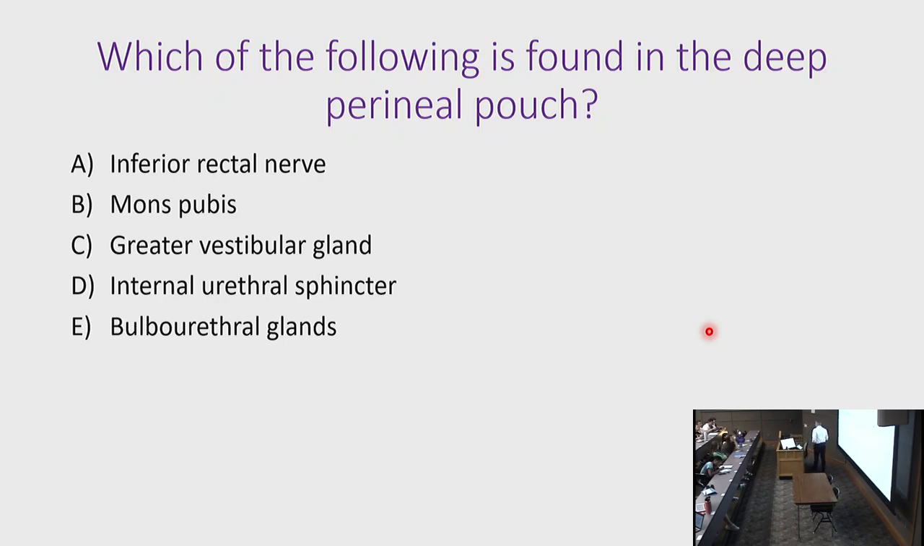So, is the inferior rectal nerve found in the superficial perineal pouch? No, we just talked about that. It's found in the anal triangle, so that's posteriorly. The mons pubis, is that in the deep pouch? Nope, we'll talk about the mons pubis in just a second as well. Greater vestibular gland? Nope, superficial pouch. Internal urethral sphincter? No, that's found up near the bladder itself. The external urethral sphincter is, but not the internal. Bulbourethral glands? Yeah, everything else was taken out, so bulbourethral glands has to be the correct answer.